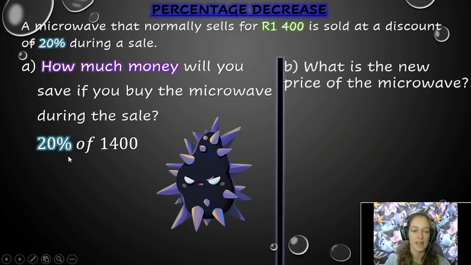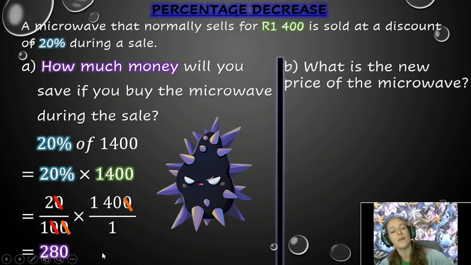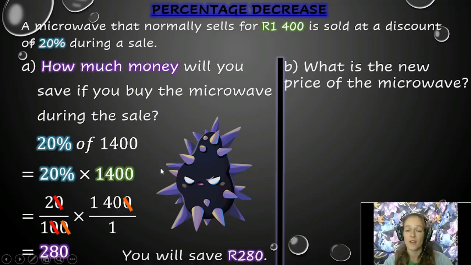Remember, this is a translation. We've got our English statements. We want it mathematical. 20% is 20 over 100. 1,400 is 1,400 over 1, and of course, of is times. This one's much easier. Just go for your dividing by 10 stuff, and you've got 2 times 140, which is 280 on top, and of course over 1 itself. So you're going to save 280 Rand.